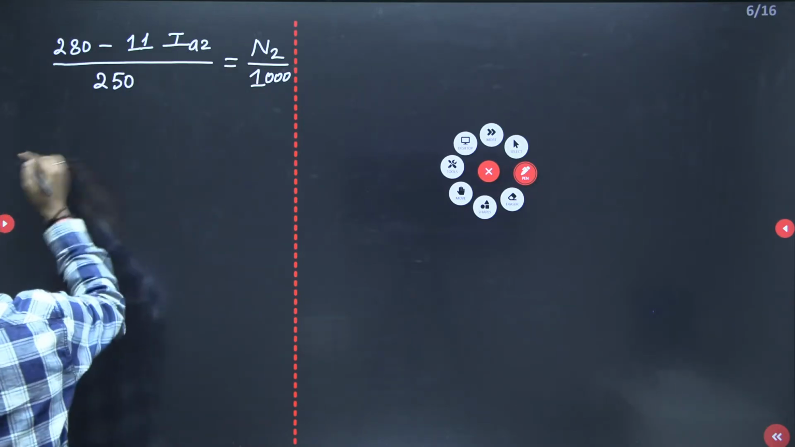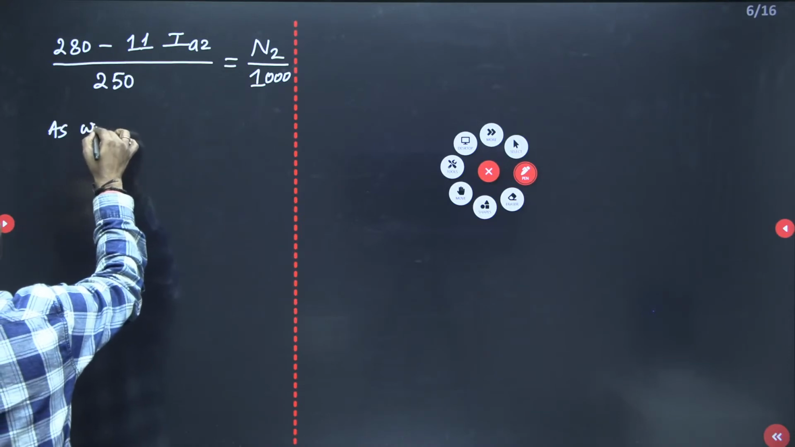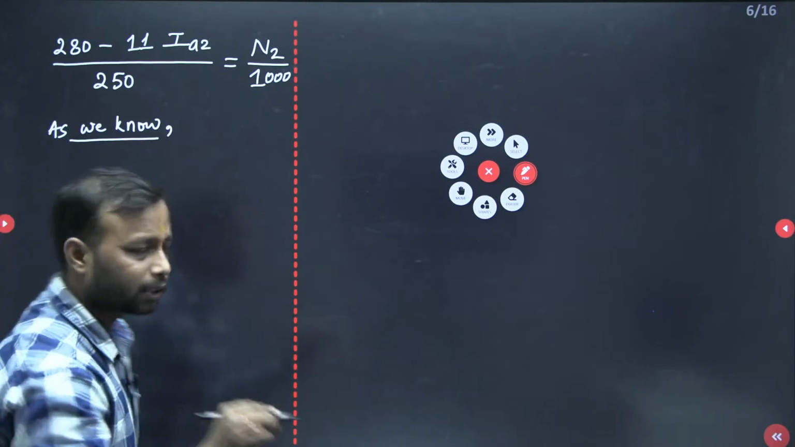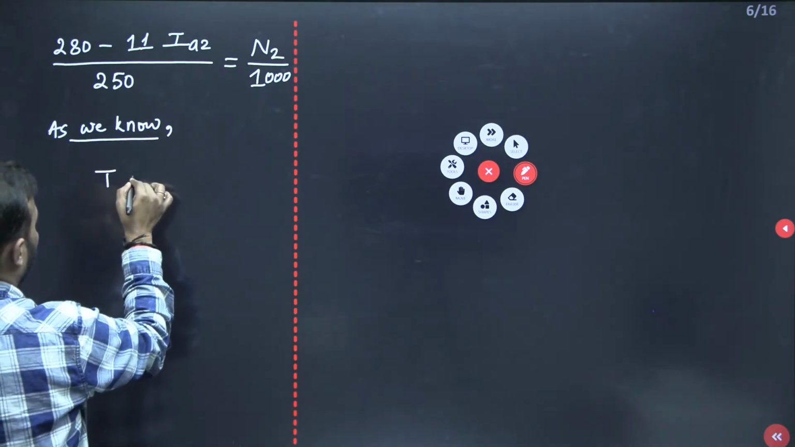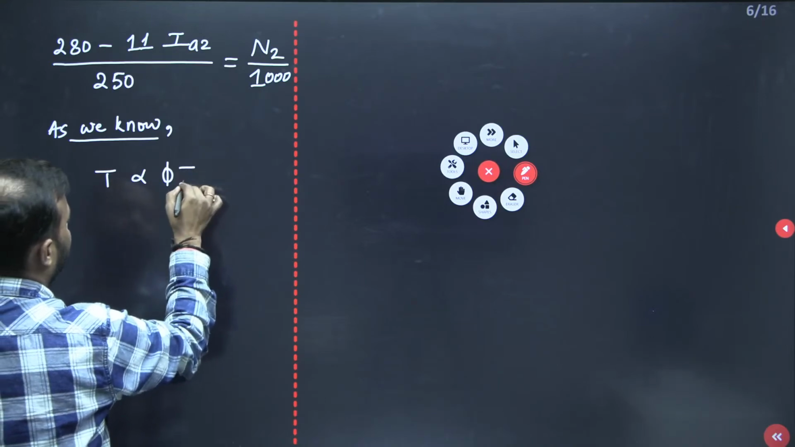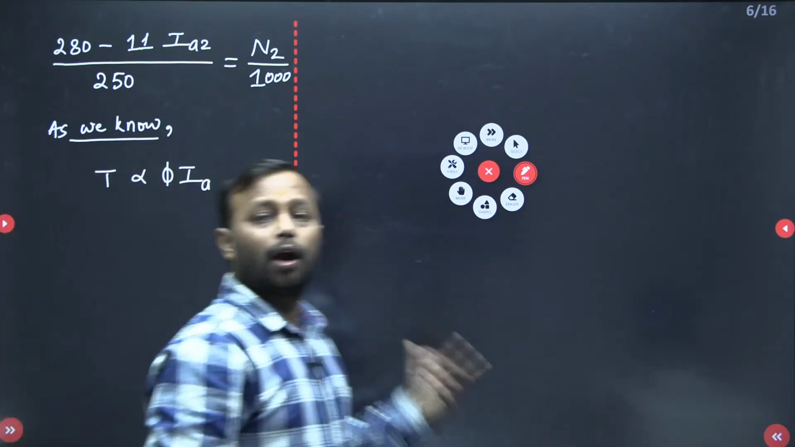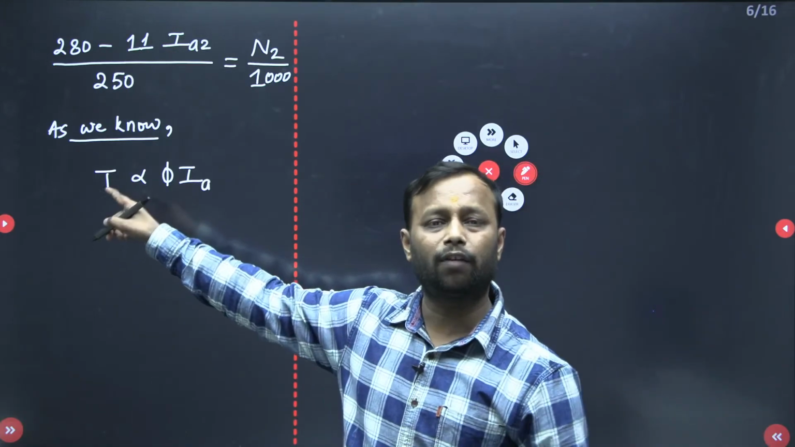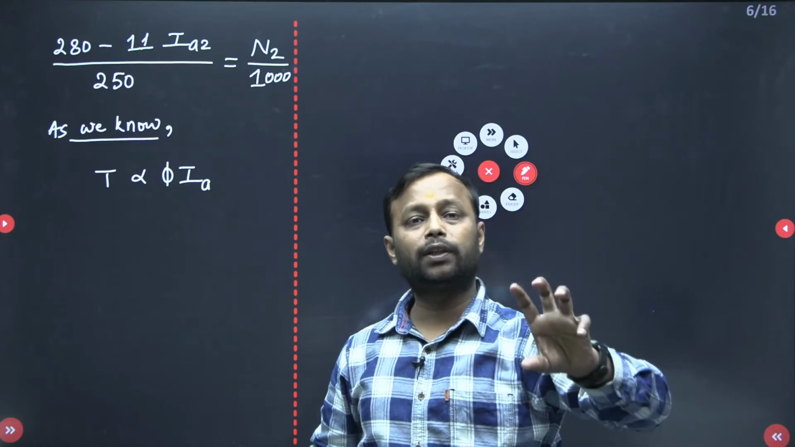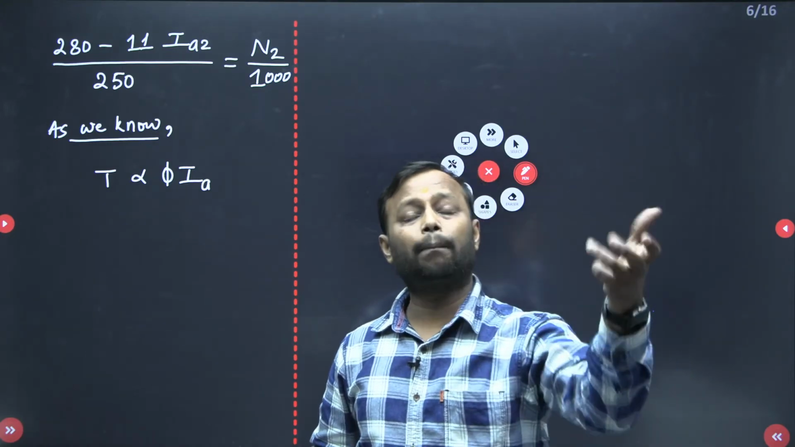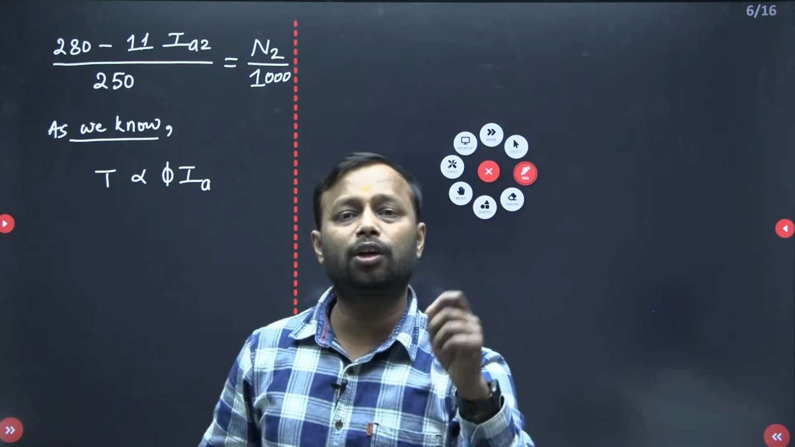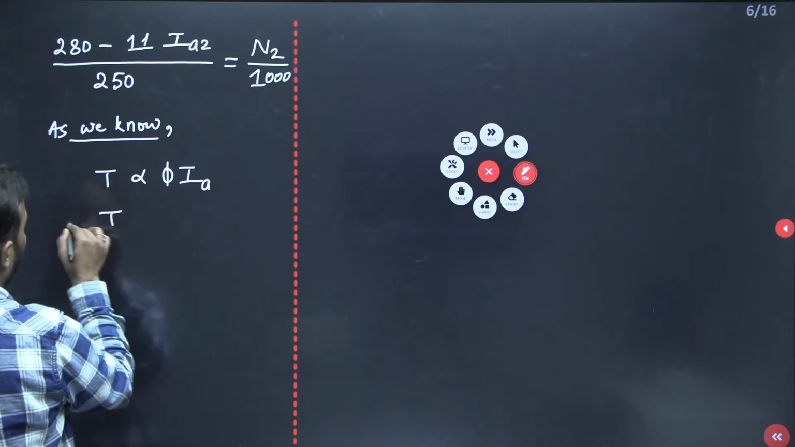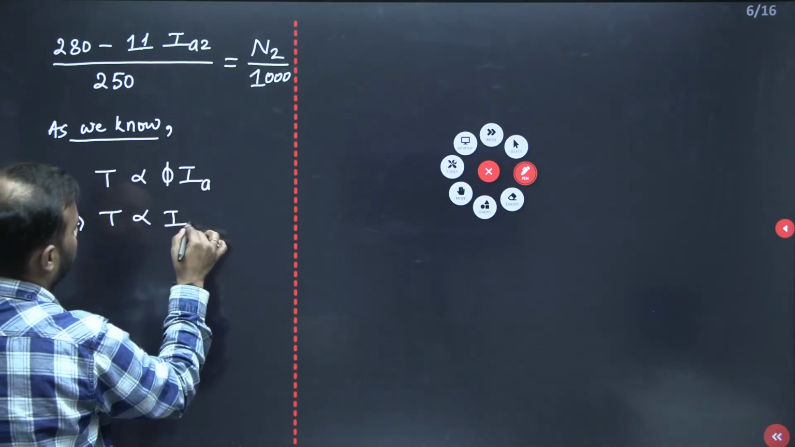Next, let us come to the torque equation. Torque developed in any machine is proportional to phi into Ia. This is the torque developing inside the machine. Please do not confuse the load torque with the developed torque. Developed torque is the electromagnetic torque developing inside the machine, and load torque is the torque of the load. Both are different. Since flux is constant, this is proportional to Ia.